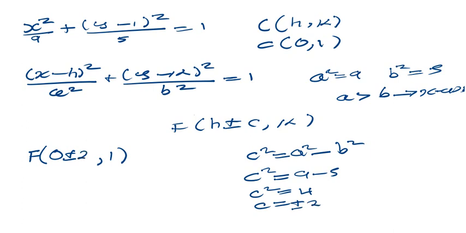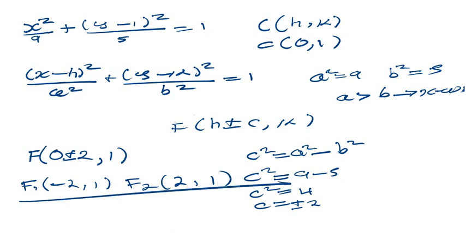So that is what I put there. These are the coordinates for the focus, where if you want you can write them as F1 equals minus 2 comma 1, and F2 equals positive 2 comma 1. These are what you are looking for. That's where the 7 marks was coming from.